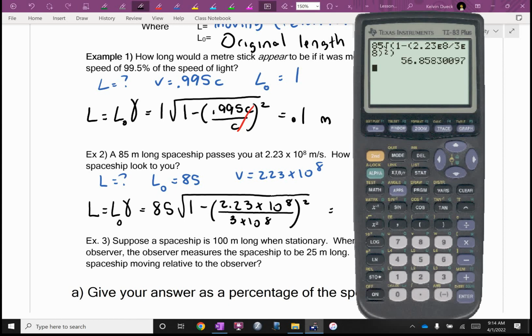So the 85 meter long spaceship would look 56.9 meters long to us. We would see it kind of stubby and tall. Now, the people on the spaceship won't notice anything because how fast are they moving relative to the spaceship? 0. So for them, the spaceship will be 85 meters long. When they walk along the spaceship with a tape measure, it will be 85 meters long. But to us, relative to our reference frame, it will seem short.